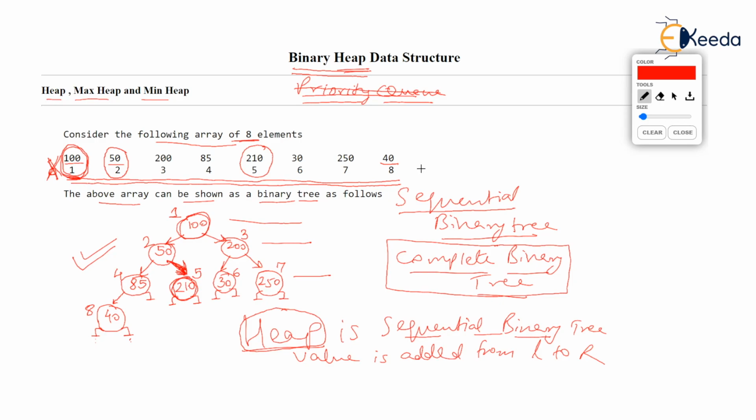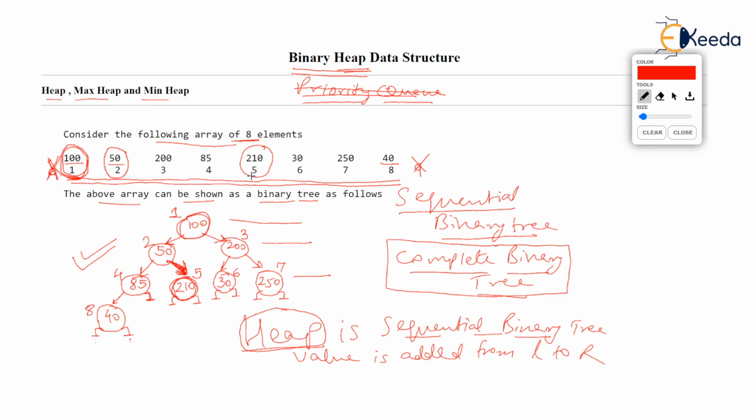But ninth element is not there. Ninth element in the array is not there. Only eighth element is there, isn't it? So fourth element 85 will have only left child 4 into 2, that is 8. Check that eighth position is indeed the left child. 40 is the left child of 85. But right child of 85, observe the cursor place, is missing because ninth element was not present in the array.